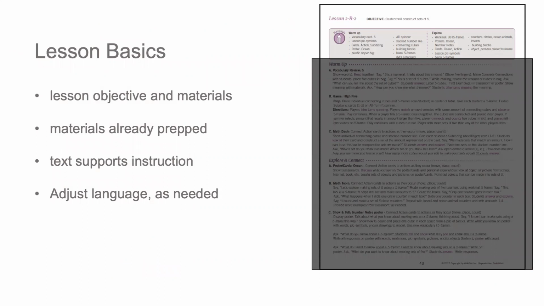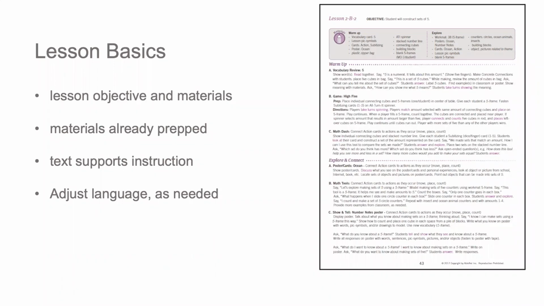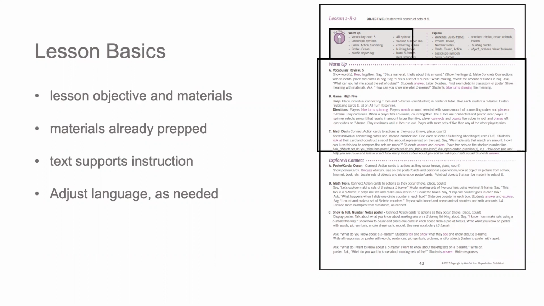Diving into the lesson basics now. On the first page at the top, you will find the lesson objective. There's a lesson number and a gray materials box listing the needed materials for the entire page. When you're looking at the gray materials box along the top, it is important to know that it is organized by parts of the lesson. On this lesson page, there are 2 parts, warm up and explore.